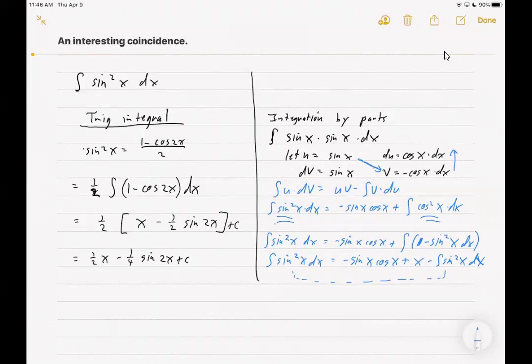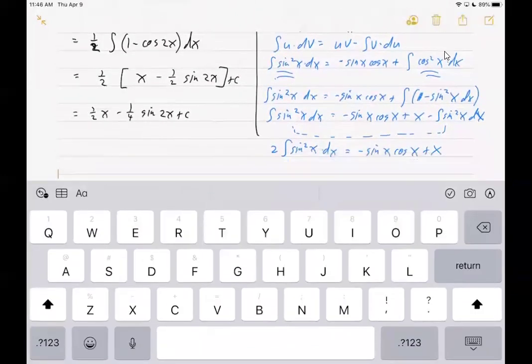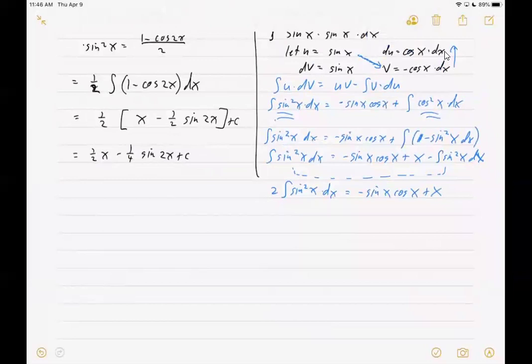So if I were to add the integral of sine squared x dx to both sides, I would have twice the integral of sine squared of x dx is equal to negative sine x cosine x plus x, which means the integral of sine squared of x dx is negative 1/2 sine x cosine x plus 1/2 x plus c. Now it looks like we have two different answers.